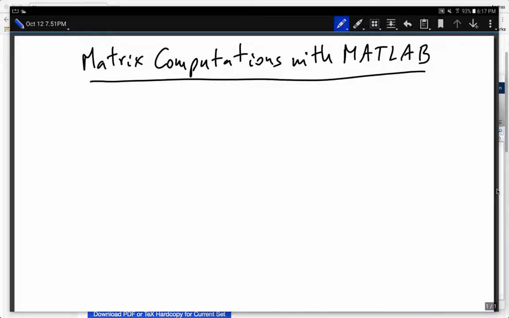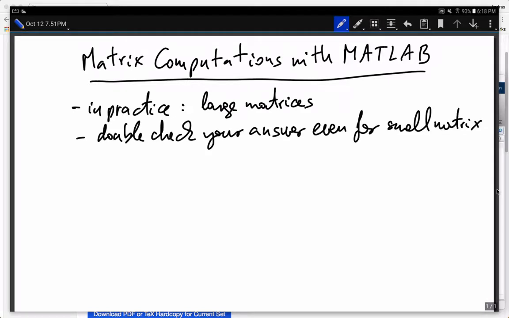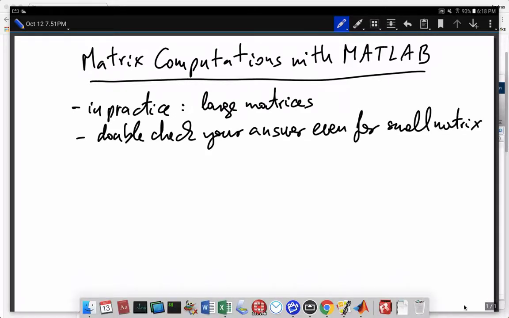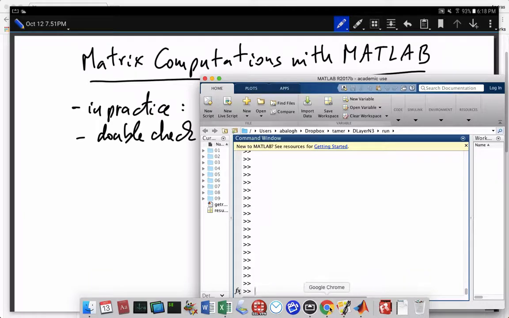So one reason I want to cover matrix computations with MATLAB is because in the next sections we will need to do more significant calculations than what we did before. Also, in practice, usually we have much larger matrices than what we can handle by paper and pencil. Also, even for small matrices, you can double check your answer using MATLAB. All right, so let's see what we can do with MATLAB.